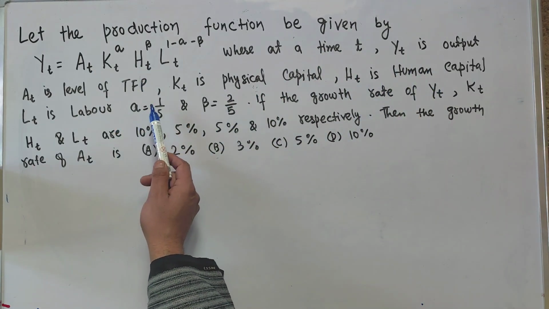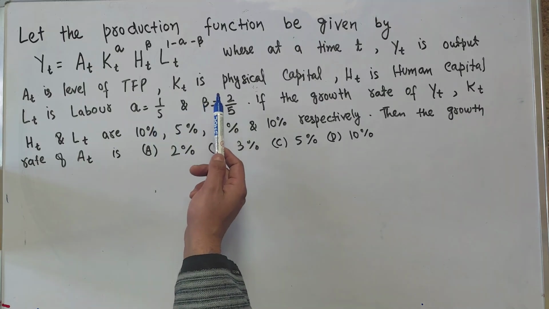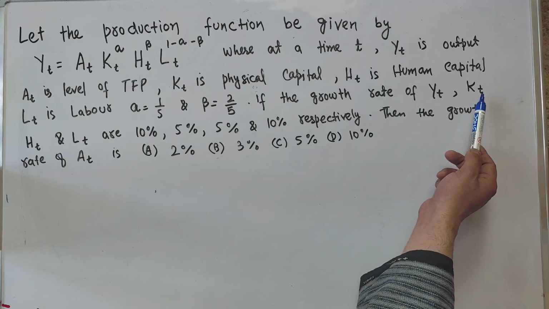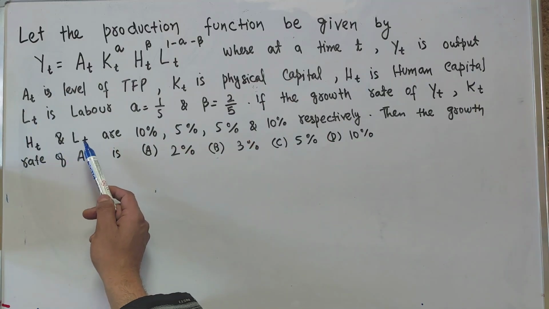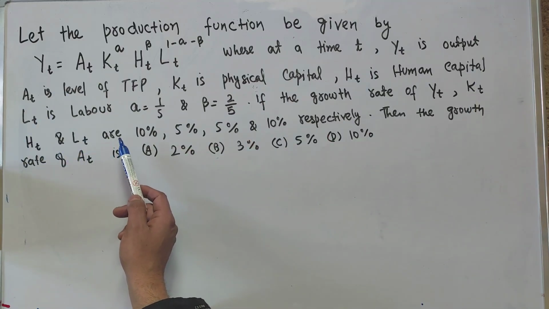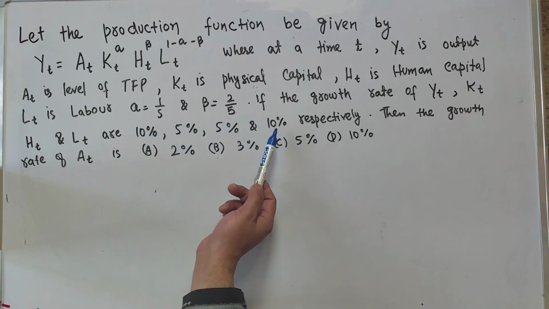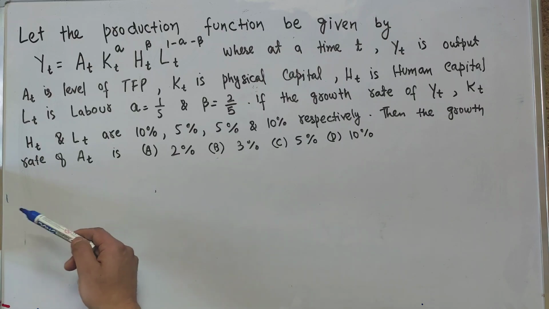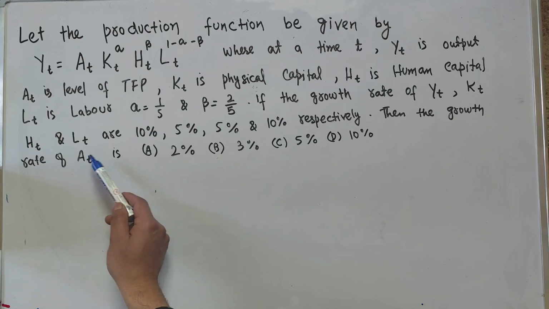The value of alpha is 1/5 and the value of beta is 2/5. If the growth rates of output, physical capital, human capital, and labor are given as 10%, 5%, 5%, and 10% respectively, we have to find out the growth rate of A_t, that is, the growth rate of total factor productivity.